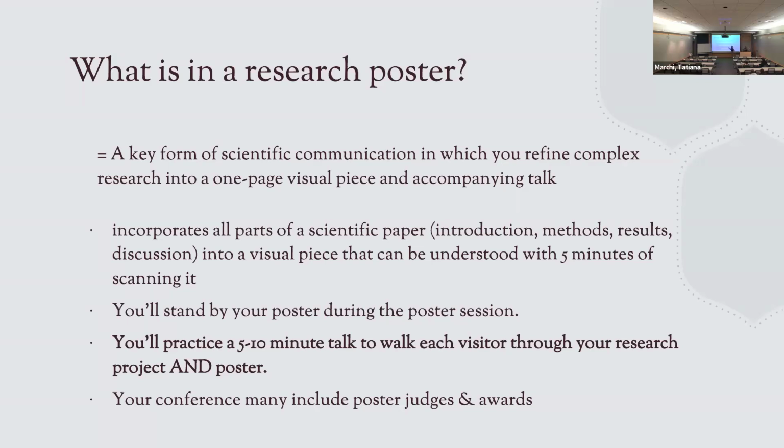And you will stand at your research poster during your research presentation to give the talk. Your poster should be able to mostly stand on its own, but the great thing about it is it's not on its own because you're right there. So people can ask you questions, you can fill in the blanks, and you can give a small talk about what your poster is.